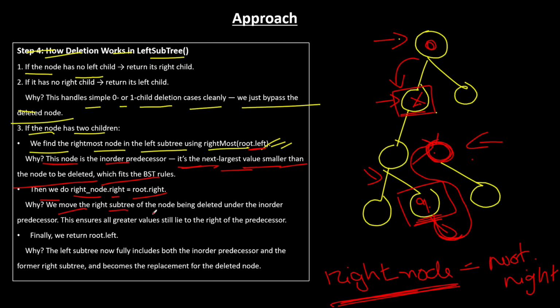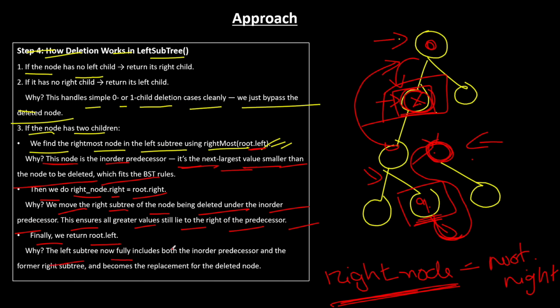We move the right subtree of the node being deleted under the in-order predecessor. This ensures all greater nodes still lie on the right side of the predecessor. Finally, we return the root left. This was the root in the left subtree, and we return the root left. So this gets automatically removed from the complete tree, and we get a complete BST back.